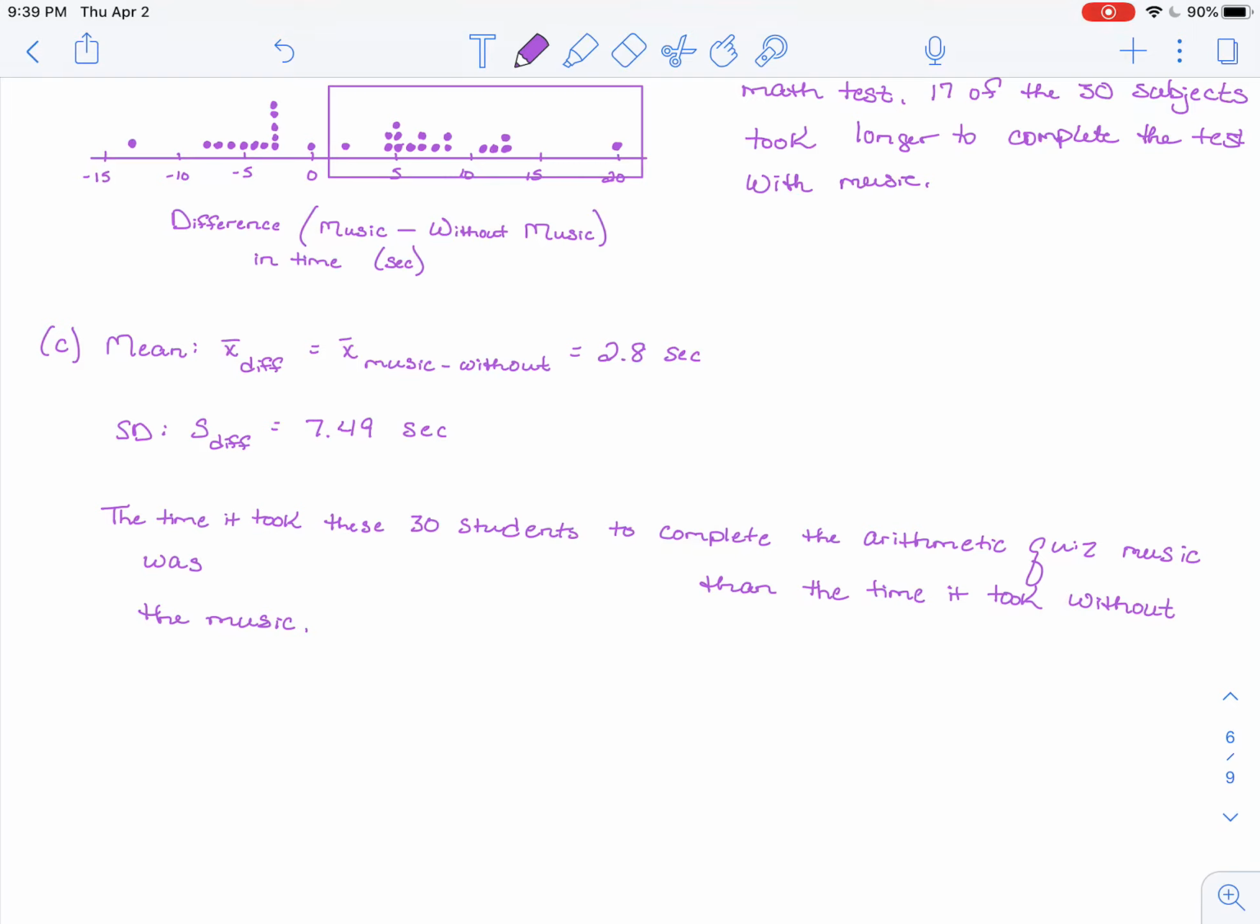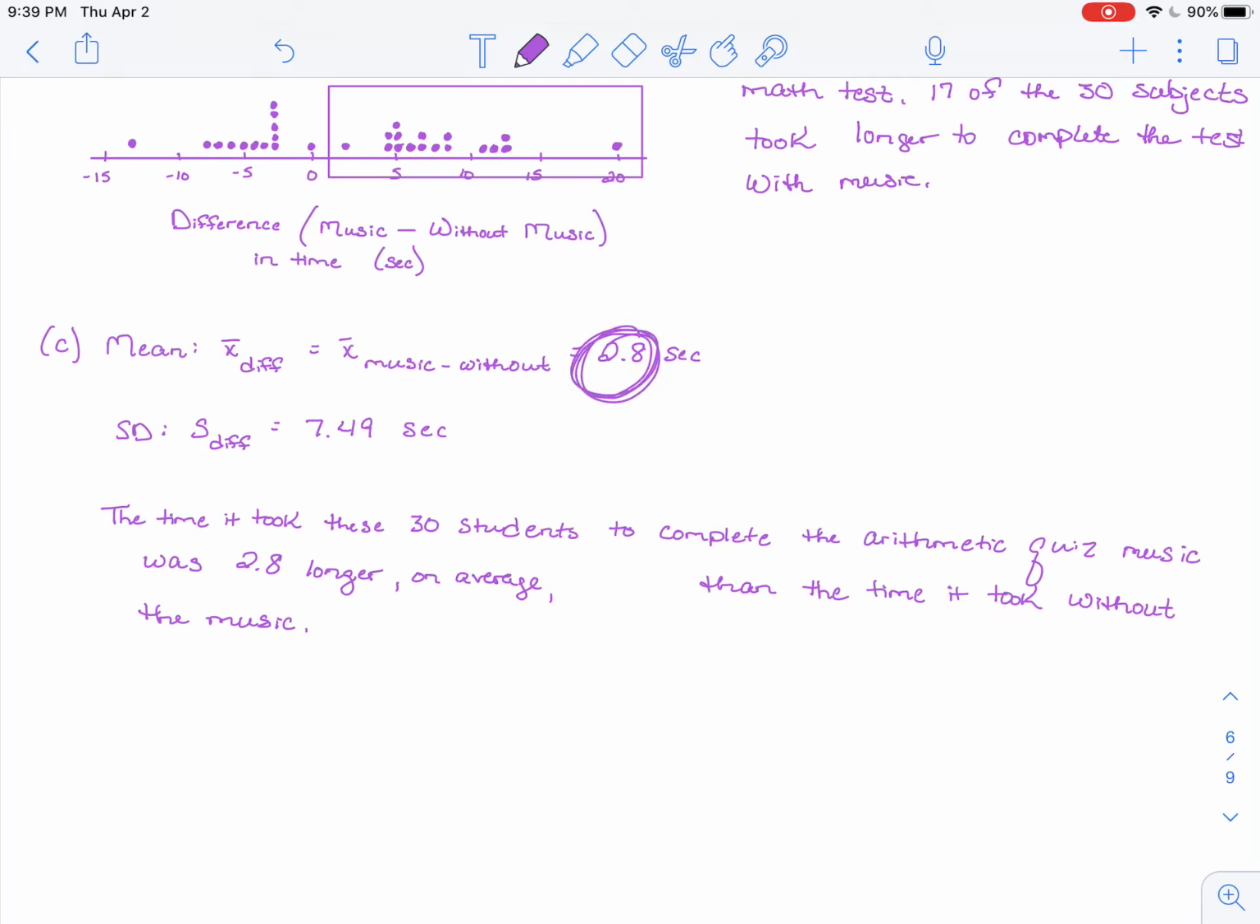The variability, and I just put this in my calculator to find these numbers, by the way, is 7.49 seconds. So if I'm interpreting just the mean, I'm saying that the time it took these 30 students to complete this quiz with music was 2.8 seconds longer on average than the time it took without music.